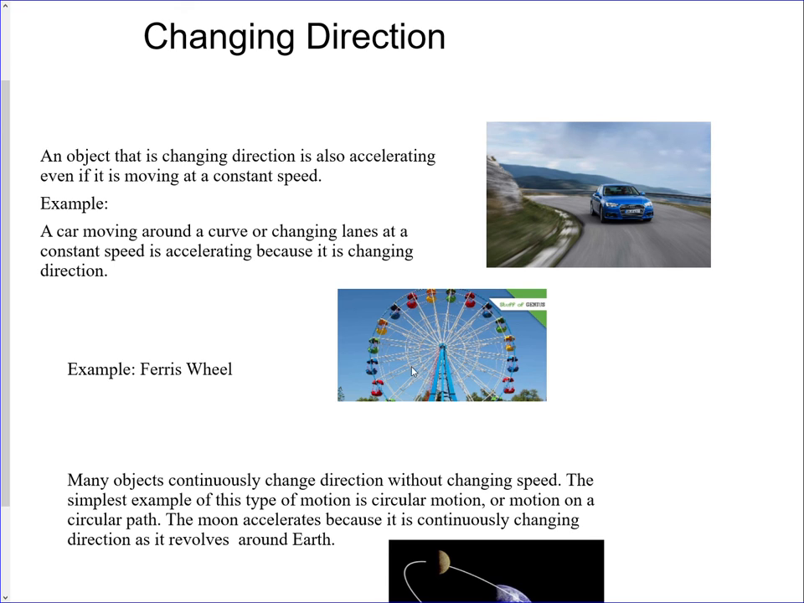So it's constantly changing its direction, right? It has circular motion. It's going in a circular path. So it's accelerating, because it's changing its direction. A Ferris wheel is an excellent example of something that's accelerating because it's changing direction.